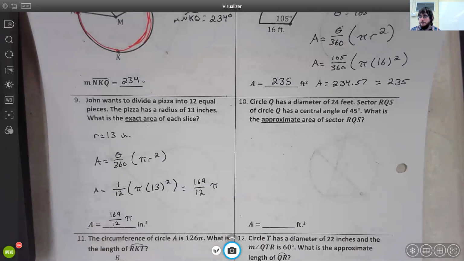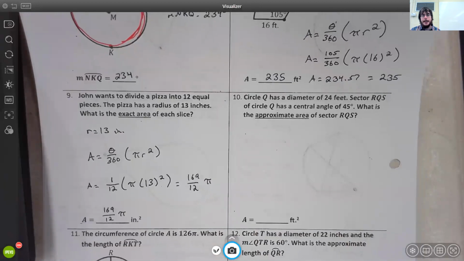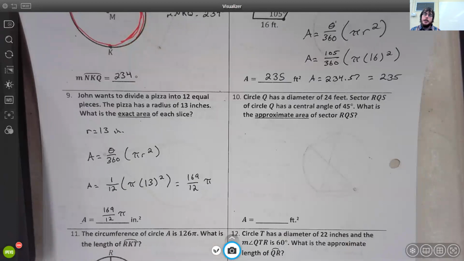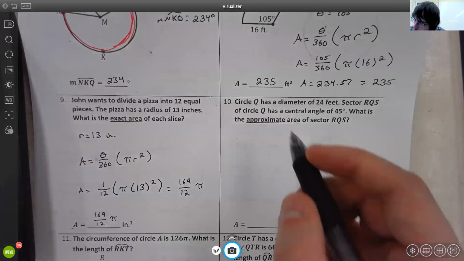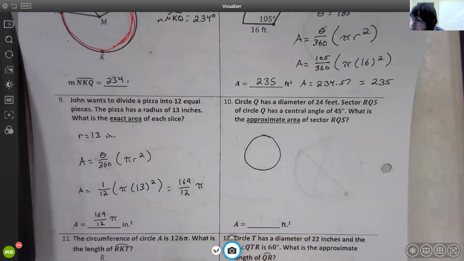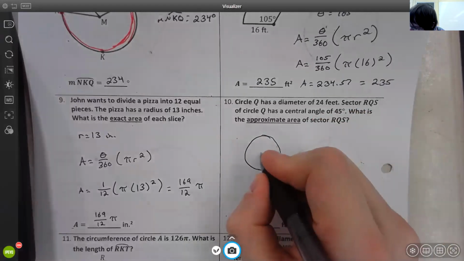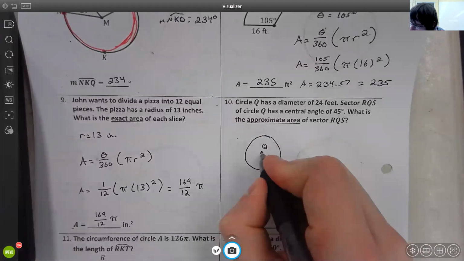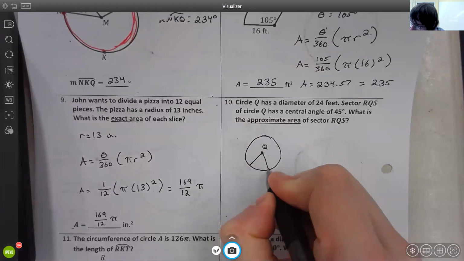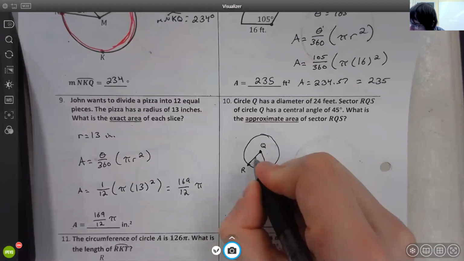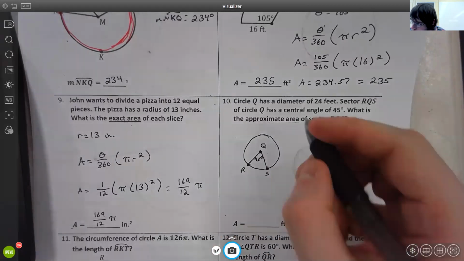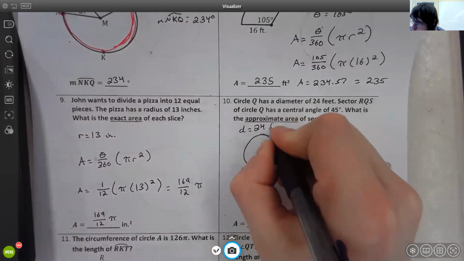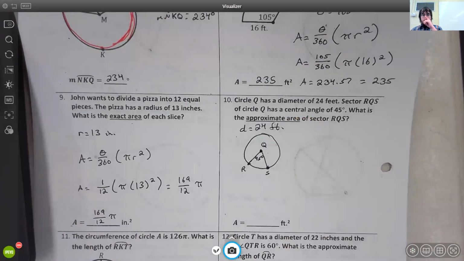All right, number 10. Number 10 says circle Q has a diameter of 24 feet. Sector RQS of circle Q has a central angle of 45 degrees. What is the approximate area of sector RQS? So I'm going to draw a circle, and it says circle Q here, and you have RQS here with a 45-degree central angle, and your diameter is equal to 24 feet. So we're looking for the sector area.